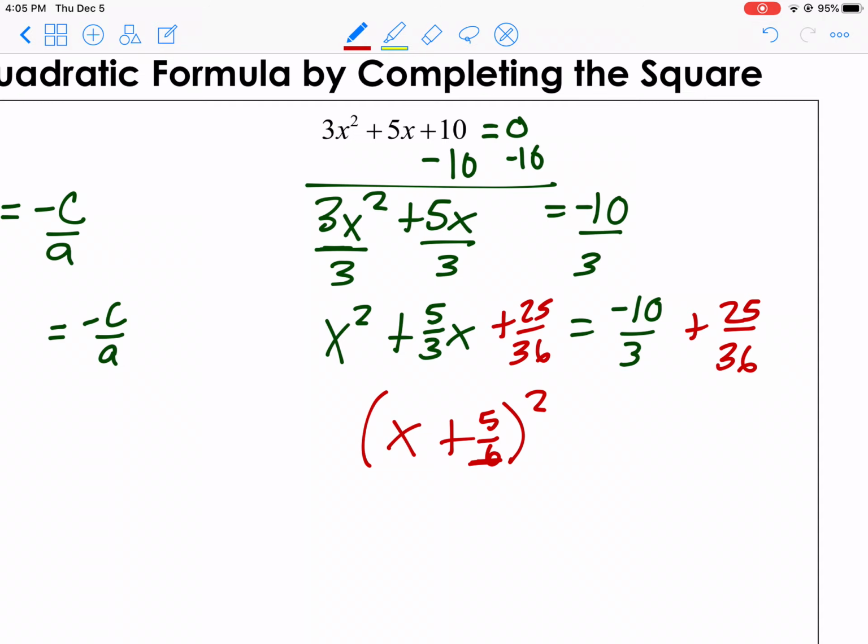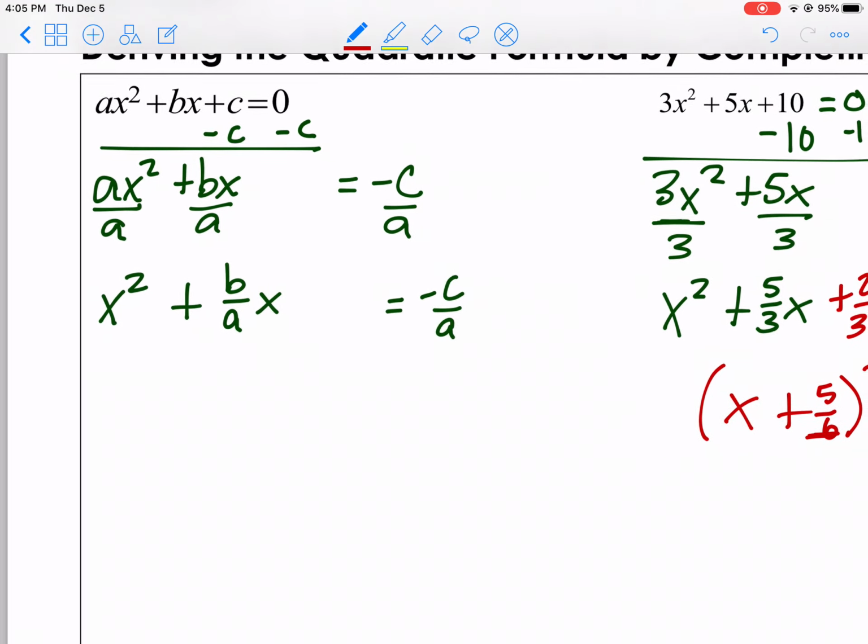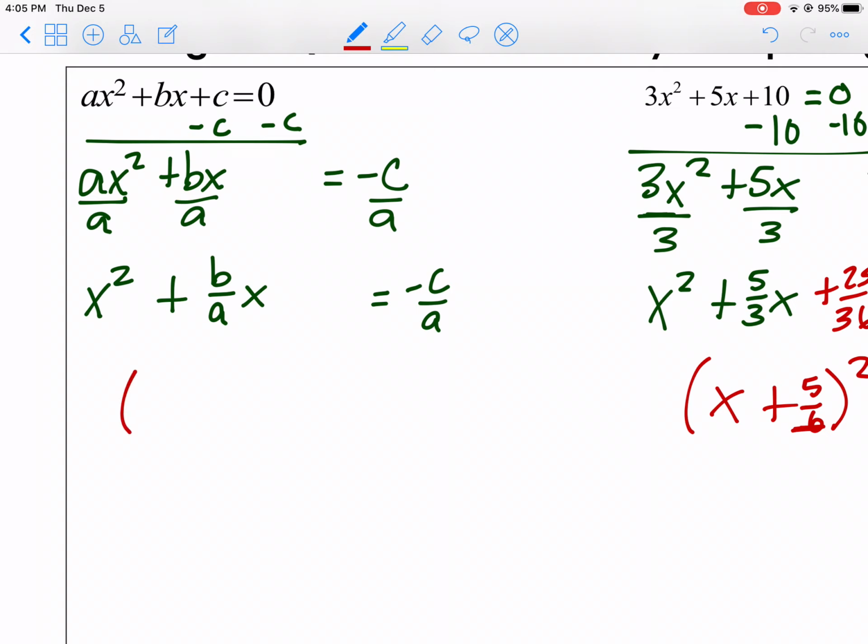I'm going to pause right there for just a second while we think through doing the same thing on this side. So I want half of this. That's what's going to build my perfect square. And it's going to be b over 2a. To get the number that belongs here and here, I'm going to square b over 2a. So I'm thinking of b over 2a times b over 2a, and I will get b squared over 4a squared.